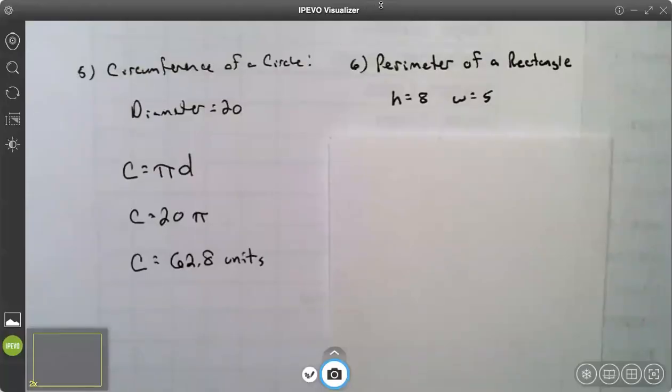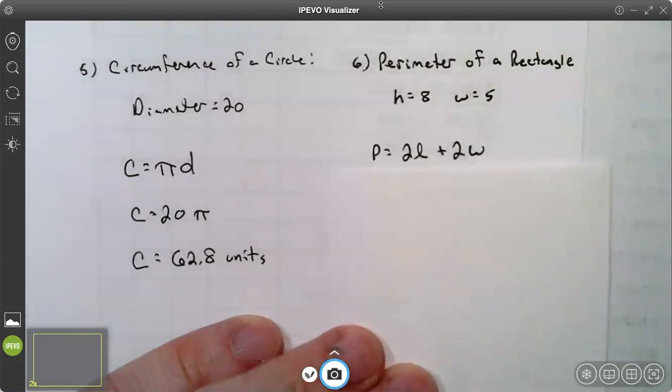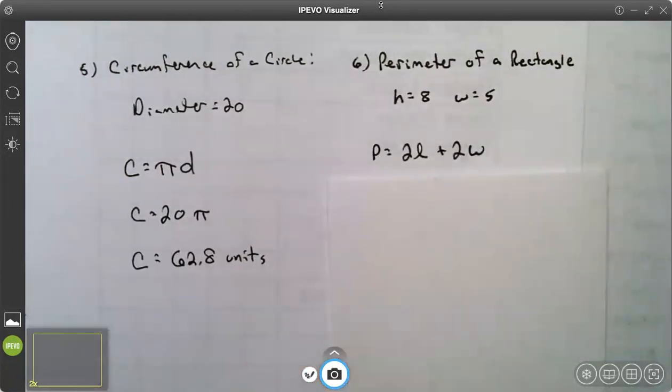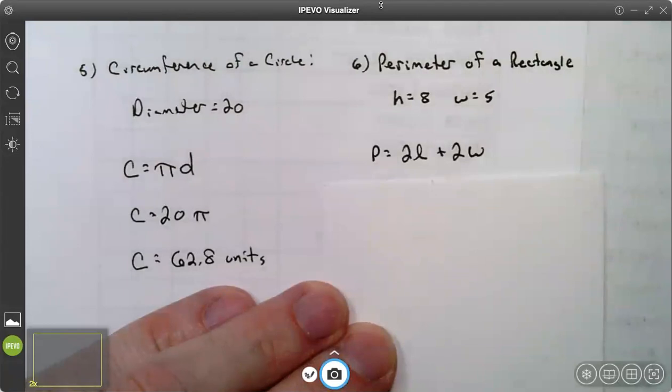Number six, find the perimeter of a rectangle with a height of 8 and a width of 5. On rectangles, the two bases are the same and the two heights are the same, or the two heights are the same and the two widths are the same. Rectangle, formula for perimeter is twice the length plus twice the width, or twice the height plus twice the base. Does not matter, they're interchangeable.